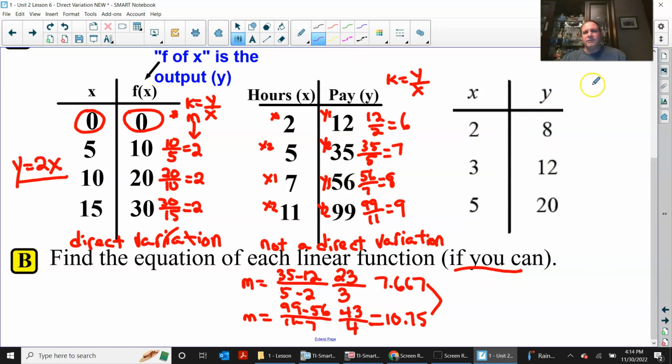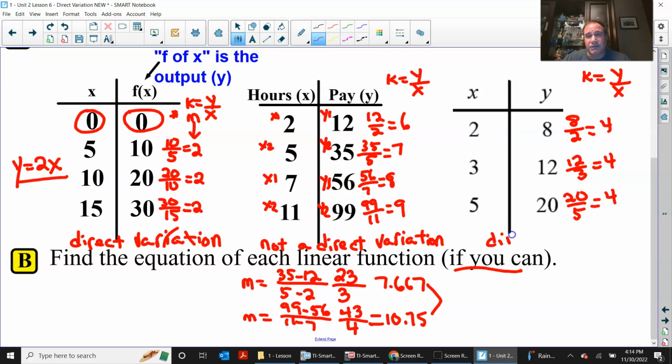Let's talk about this one. So K equals y over x. 8 divided by 2, 4. 12 divided by 3, 4. 20 divided by 5, 4. This is proportional. I'm going to say this is a direct variation. And I'm going to prove it to you either way.